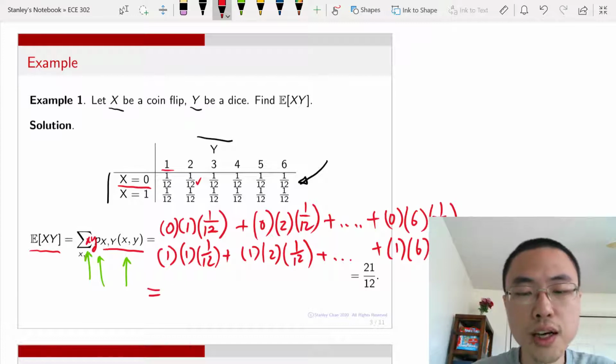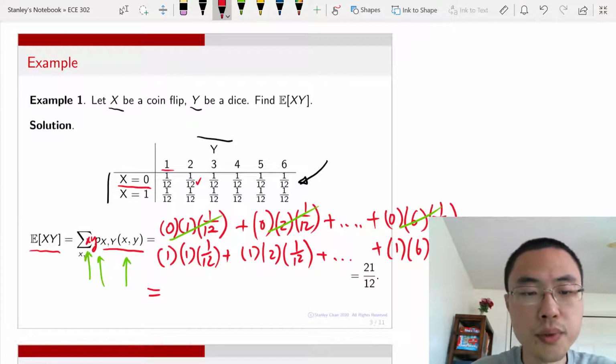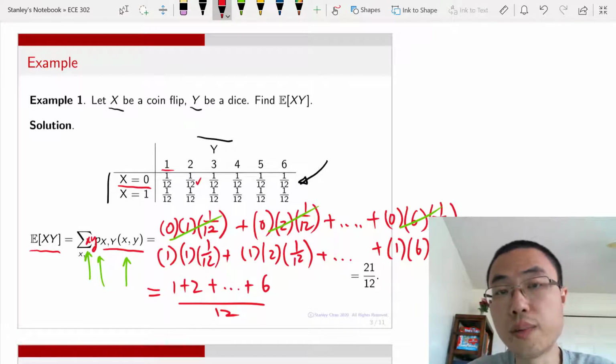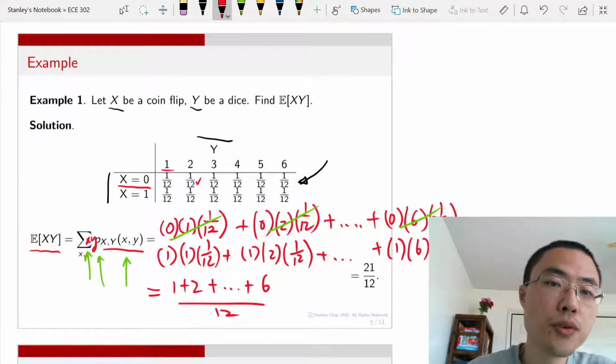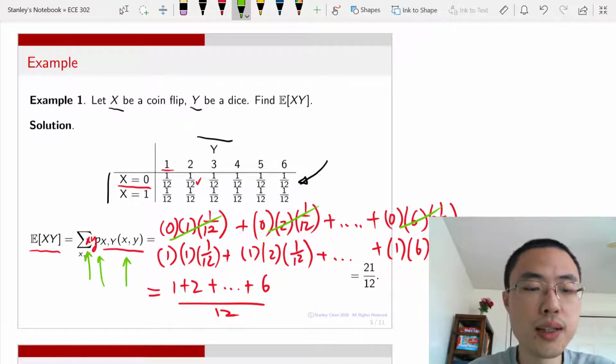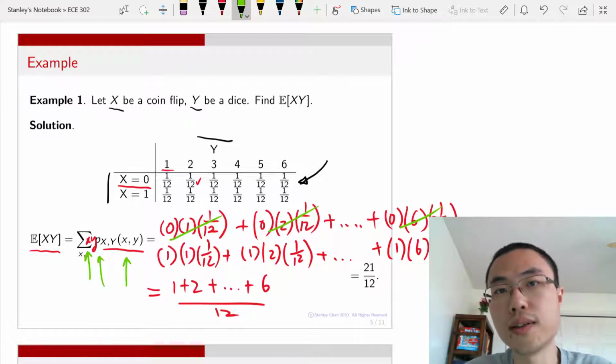So you add everything up, and you will see that the first row all goes to 0. And then the second row, when you add all these numbers up, it will be 1 plus 2 plus dot dot dot all the way to 6, divided by 12. If you do the calculation correctly, you'll find this number, which is 21 divided by 12. I hope that you can see that this joint expectation is really nothing more complicated than looking at the PMF or PDF, and then multiplying the number with the corresponding PMF or PDF. You sum everything up, and you get the expectation of the product of X and Y.